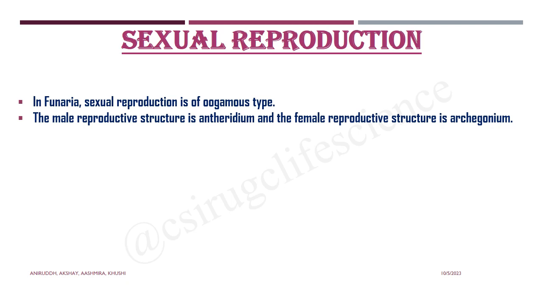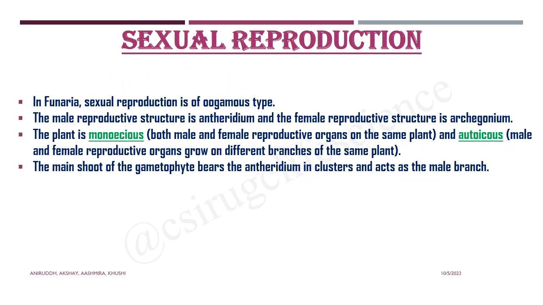Sexual reproduction. In Funaria, sexual reproduction is of oogamous type. It means two types of sex organs are present. The male reproductive structure is antheridium and the female reproductive structure is archegonium. The plant is monoecious. Monoecious means both male and female reproductive organs on the same plant. And autoecious. Autoecious means male and female reproductive organs grow on different branches of the same plant.